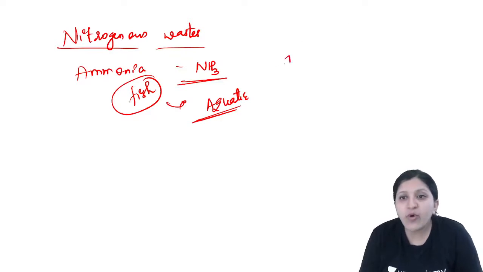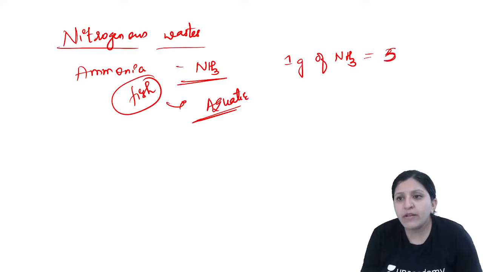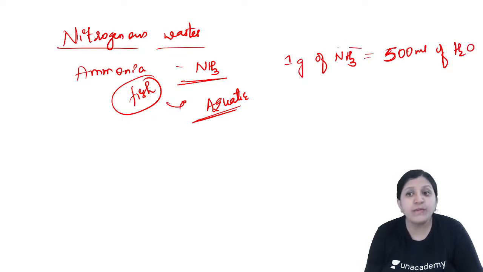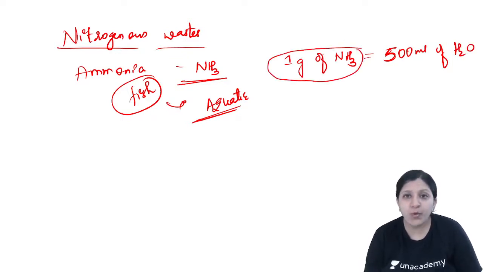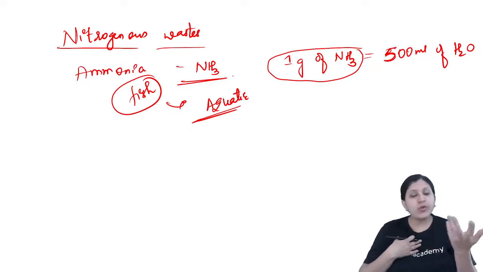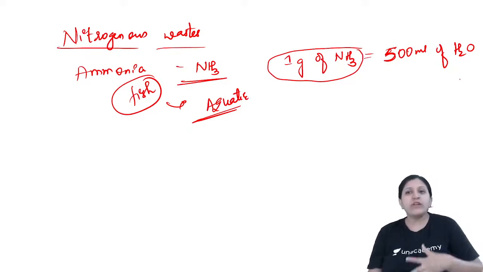Let's say we want to remove 1 gram of ammonia. For that, nearly 300 to maybe 500, I'll write the maximum, so 500 ml of water is required to remove 1 gram of ammonia. So let's say it is formed in our body. What will happen? We don't keep on drinking so much water.